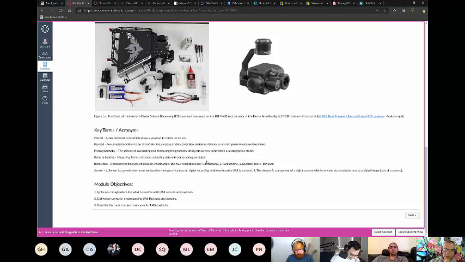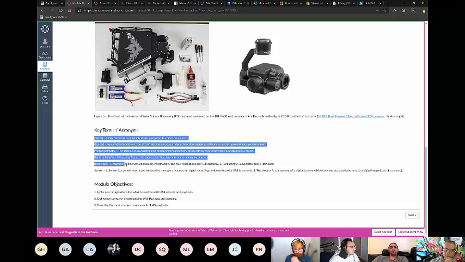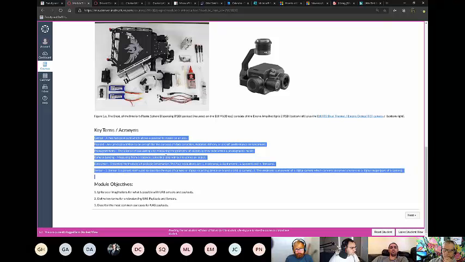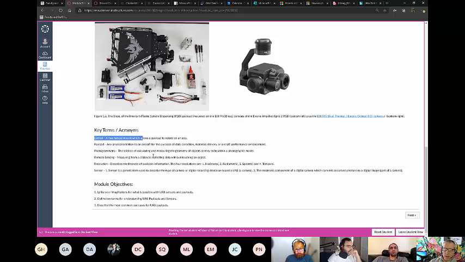some key terms and acronyms. My goal here is to throw some of these up front for you guys so that you can have an idea of what we're going to talk about, but I address each of these key terms within the module itself. So what are our objectives for this module? Well, my first objective is to ignite your imaginations for what is possible with UAS sensors and payloads, all right?